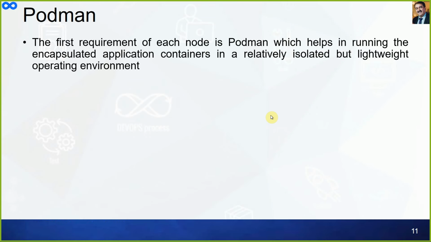Then we have Podman. The first requirement of each node is Podman and containerd, which helps in running the encapsulated application containers in a relatively isolated but lightweight operating environment.